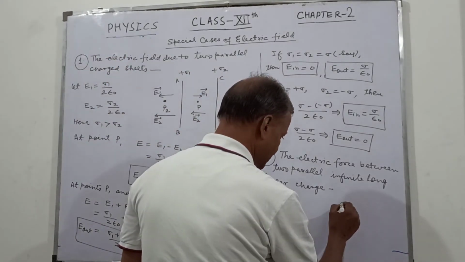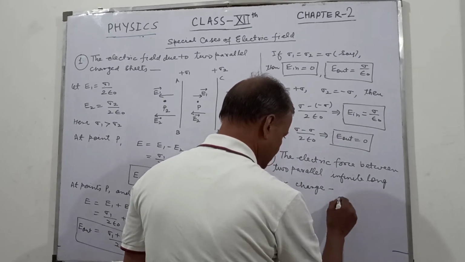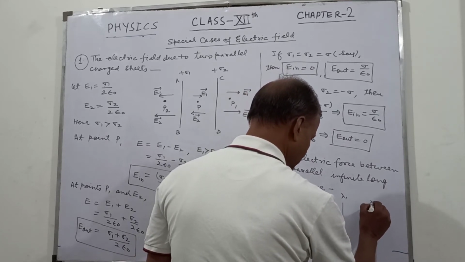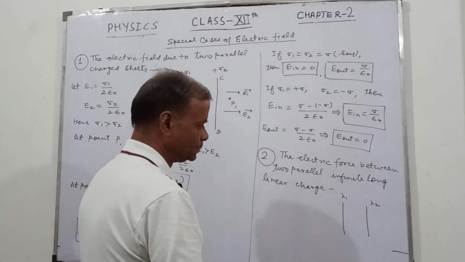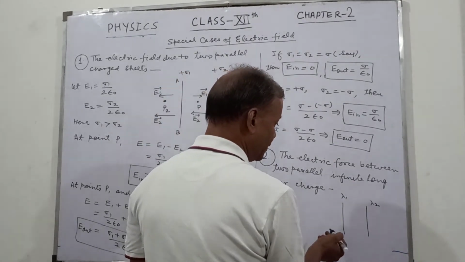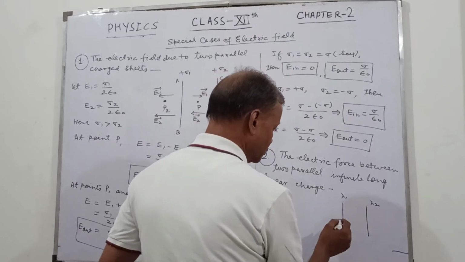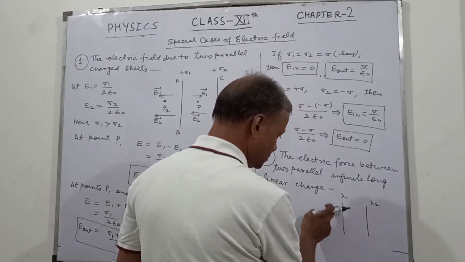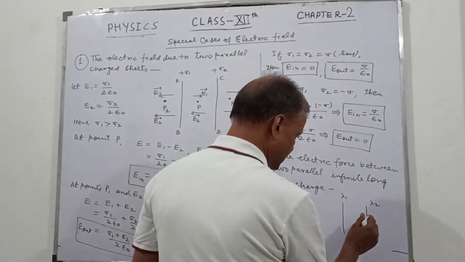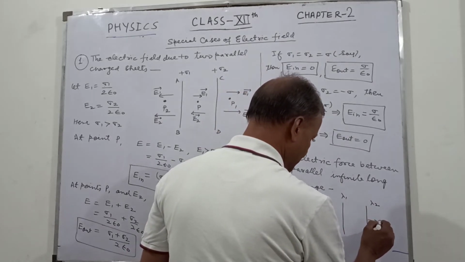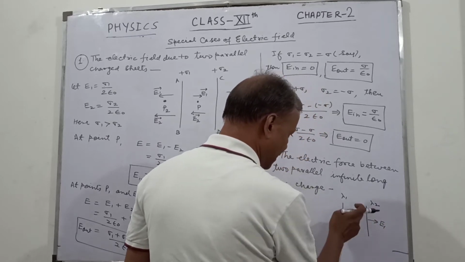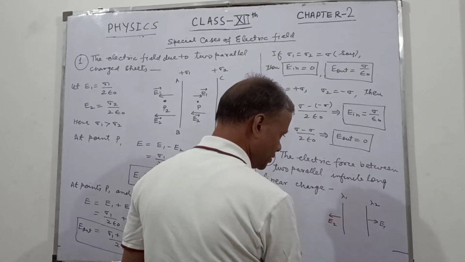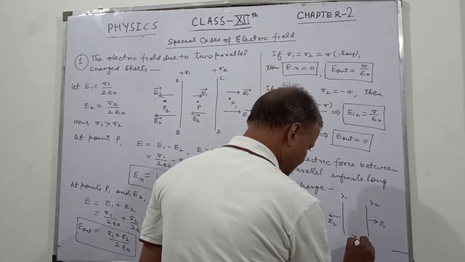Let's see, we are having these linear charges. This is your lambda 1, this is your lambda 2. We have to find the force on this. So the electric field because of the first linear charge on this one will be in this way. This is E1. And because of this, the electric field here will be in this way. This is E2. Let the distance between them be equal to R.